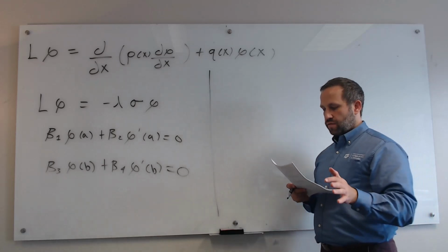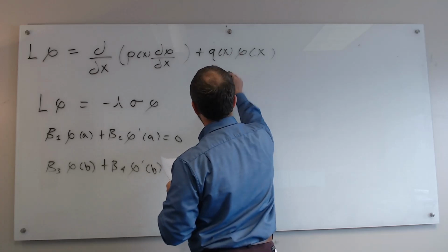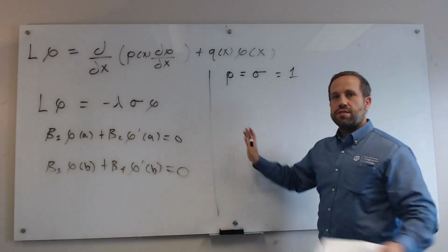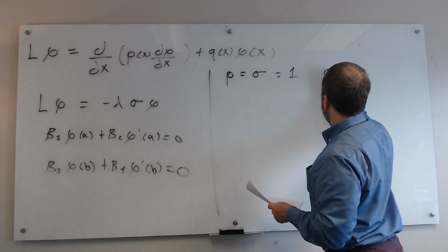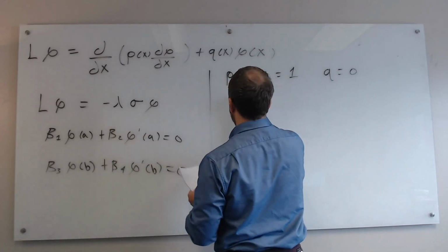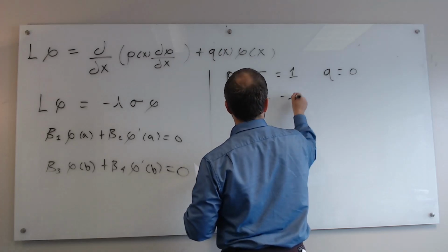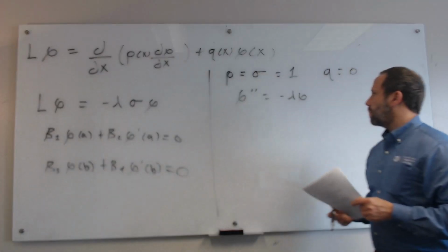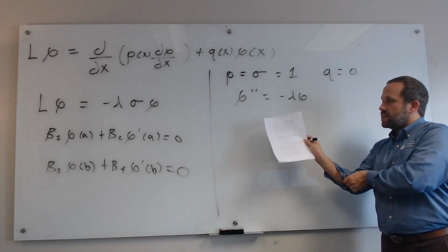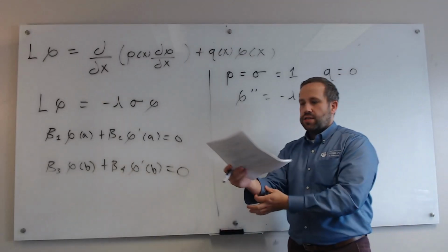Okay, so this should be a short video. So, when P is equal to sigma, and they're both equal to 1, so just the constant function 1, and Q is equal to 0, this Sturm-Liouville equation just becomes phi double prime is equal to minus lambda phi, or phi double prime plus lambda phi is equal to 0, with boundary conditions. And of course, we've seen this differential equation before, but maybe not with as general boundary conditions as we normally get.